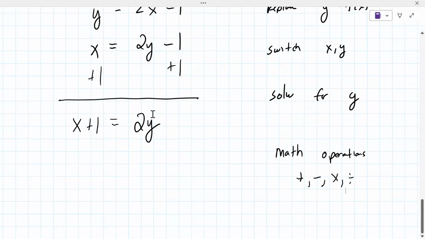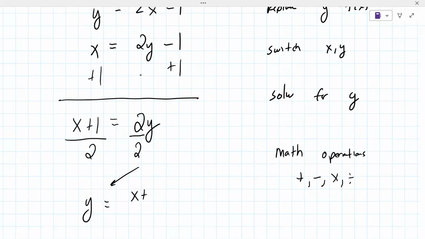2 is multiplying y. How do you undo multiplication? Divide. What do you divide both sides by? By 2. Okay. All right, now we're going to switch sides. y equals x plus 1 divided by 2.